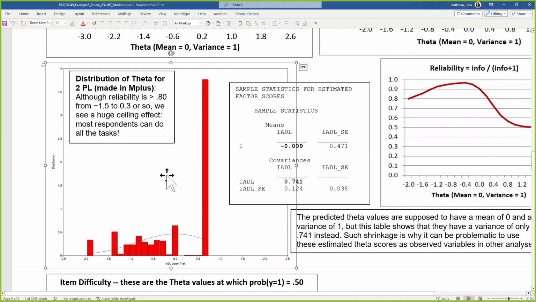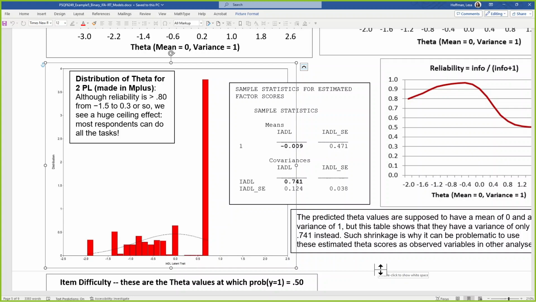This red line right here, that's my theta distribution. What do we think about that? This assessment is not good for this sample. It is not. So what distribution is theta supposed to have? Supposed to be normal. Does this look normal? No, it can't be.